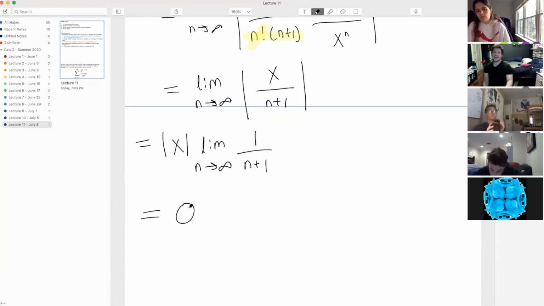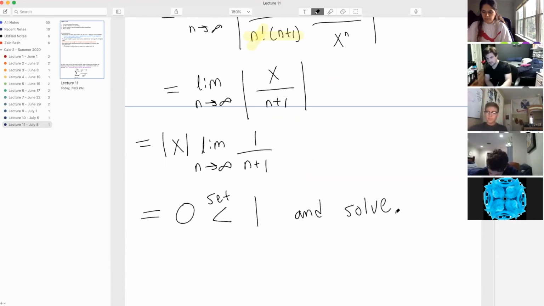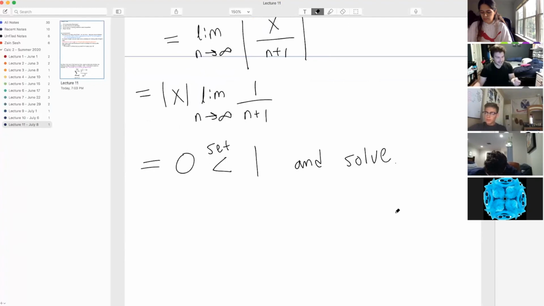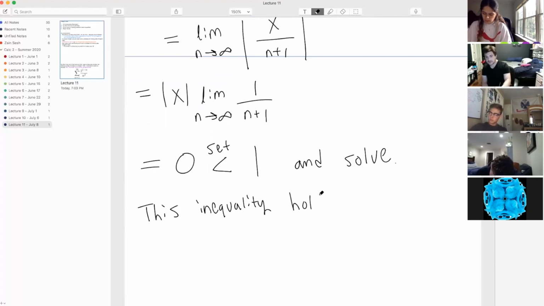So what was next in our set of steps? We set this to be less than 1 and solve. Well, the funny thing here is that this inequality holds for any x value I plug into it. It holds for all x values. So this limit, capital L, will be less than 1 no matter what x value I plug into the power series. So the radius of convergence is infinity.